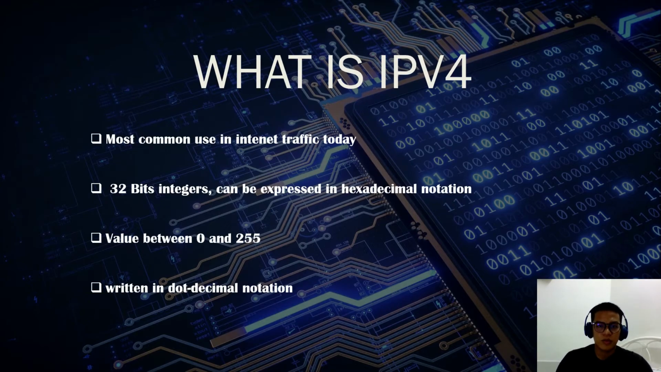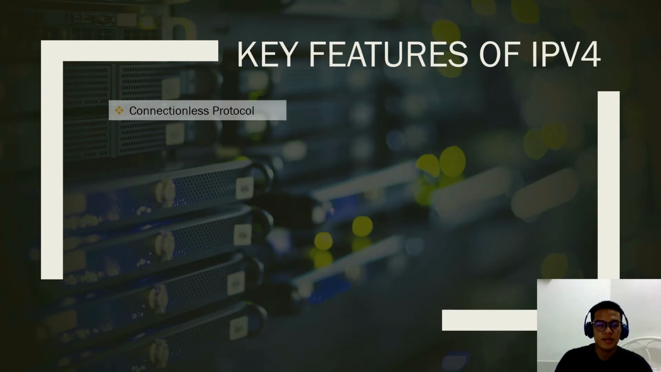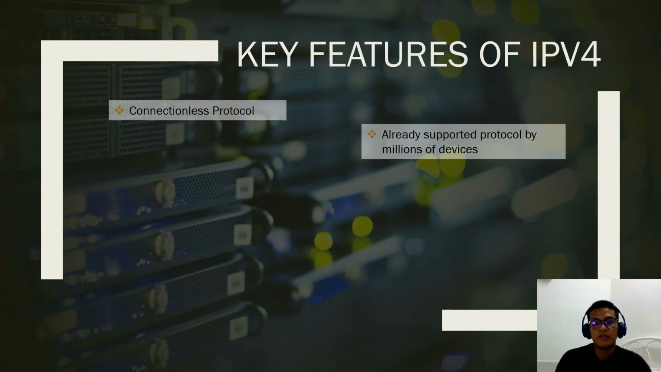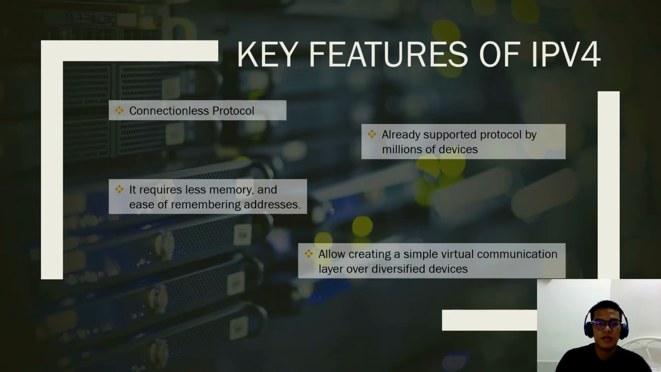So we are going to proceed with the next slide, which is the key features of IPv4. There are a few key features of IPv4. The first one is that it is a connectionless protocol, and the next one, IPv4 is already a protocol supported by millions of devices. And the next one is that it requires less memory and makes addresses easy to remember. And the last but not least is that it allows creating a simple virtual communication layer over these diversified devices.